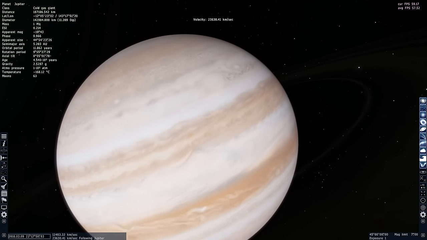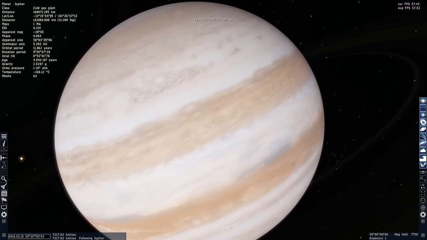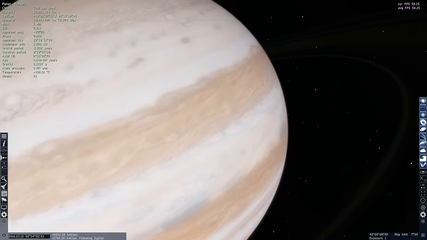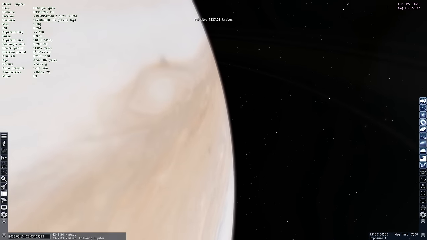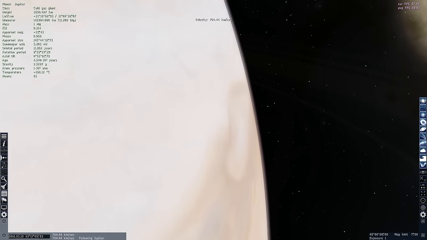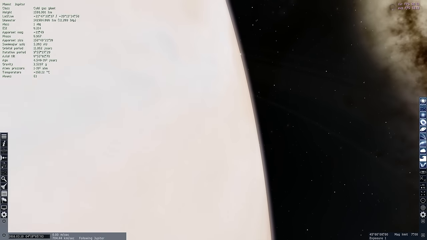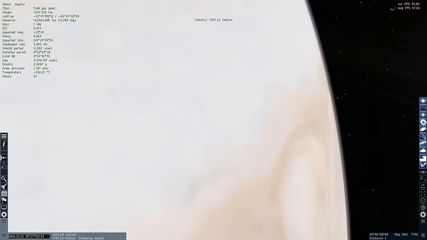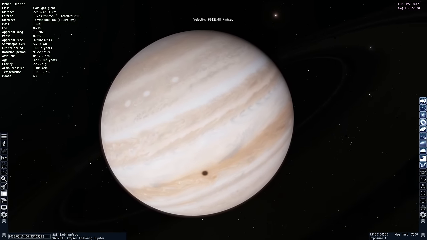And speaking of its mass, it's about 317 times more massive than our planet, than Earth. And if you were to actually land on the surface of this planet, you would have a very, very high gravity, and you would weigh approximately 2.5 times more than you do on Earth. So jumping here is 2.5 times more difficult. You wouldn't be a very good basketball player if you actually lived here.